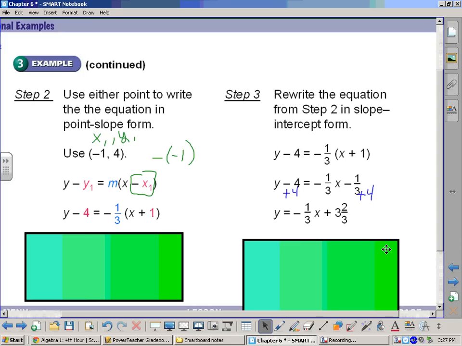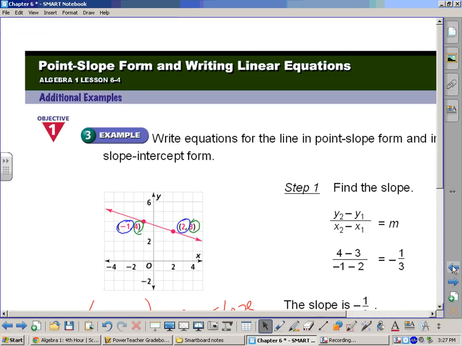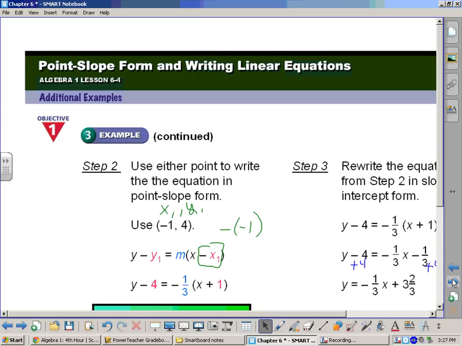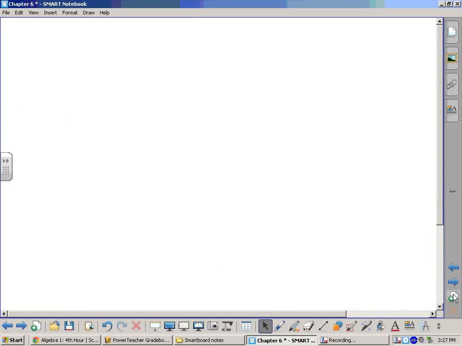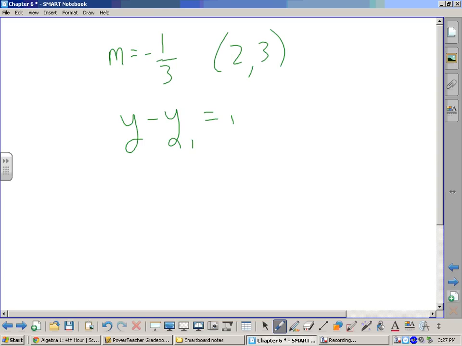Now I'm going to pull up another slide, and I'm going to take this same equation, but I'm going to use the other point, 2, 3. Notice that 2, 3 is the other point, and I'll show you that we get the same exact equation just using 2, 3. So our slope was negative 1/3, and we're going to use the point 2, 3 in our point slope formula, and I'll show you that you get exactly the same equation. It's just a matter of how you write it.